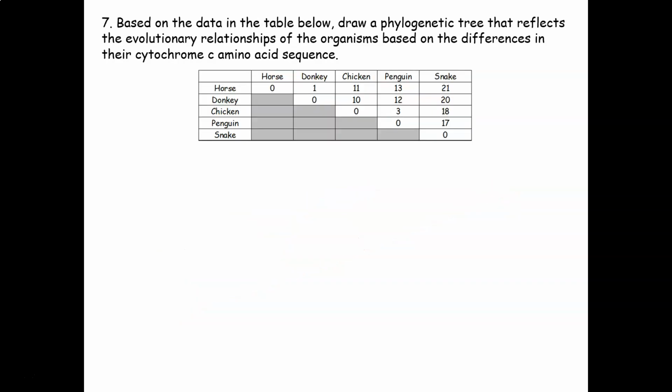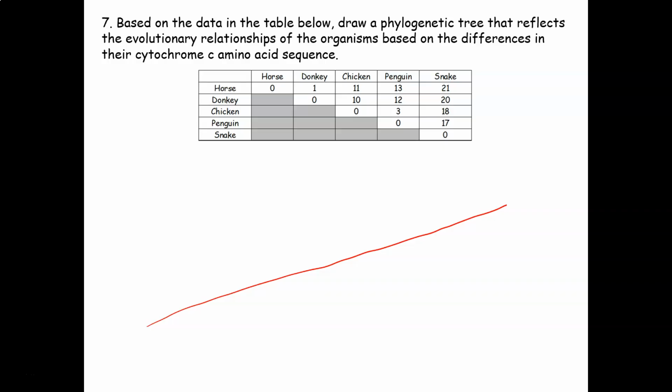All right, so let's take a look at this one. Based on the data in the table, draw the phylogenetic tree that reflects the evolutionary relationships of the organisms based on the differences in their cytochrome C amino acid sequence. So we're going to do the same thing. We're going to draw on that cladogram. I've got the same basic data. When I look at horse to horse, it's 0 because they're the same species, and the grayed out boxes are data that you already have over here. So give this one a shot yourself, see how you do, and when you're finished, come back and let's talk through it.